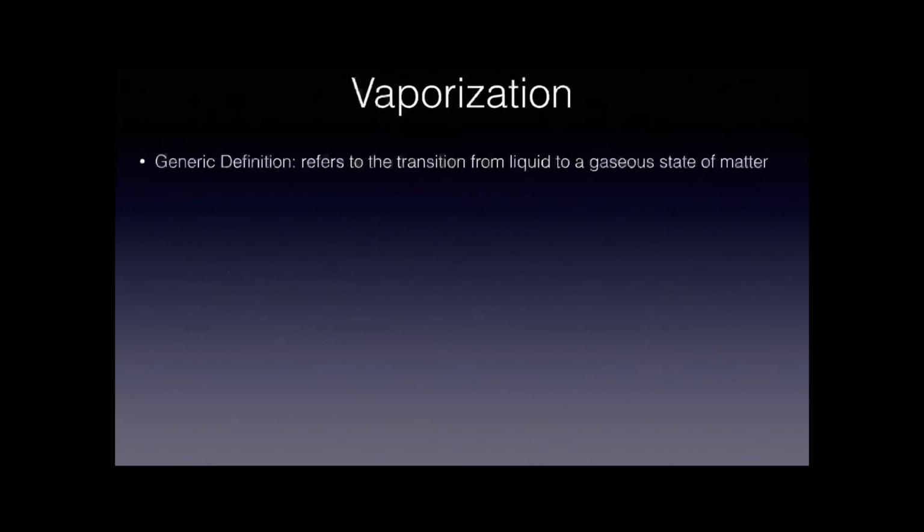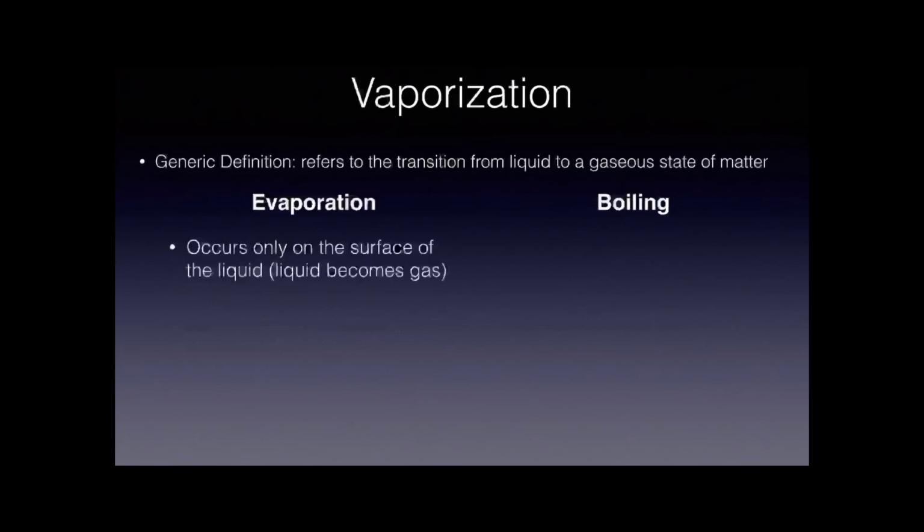So there's 2 different types of vaporization. We have evaporation and boiling. Evaporation only occurs on the surface of the liquid, so the liquid is becoming gas. And just to give you guys an instance of where this might be happening.